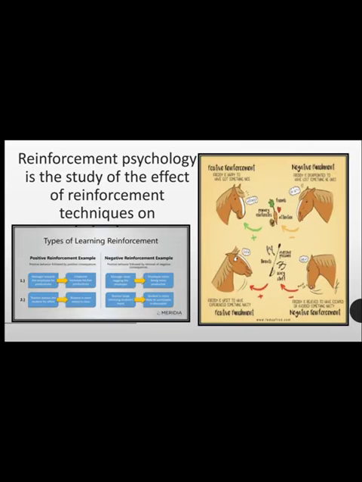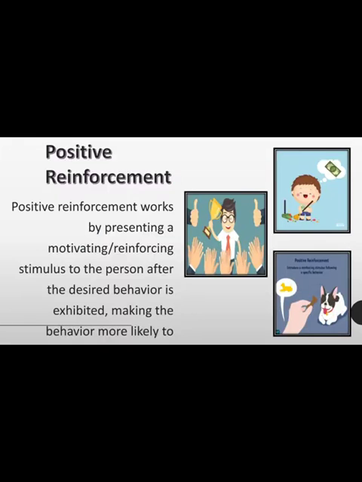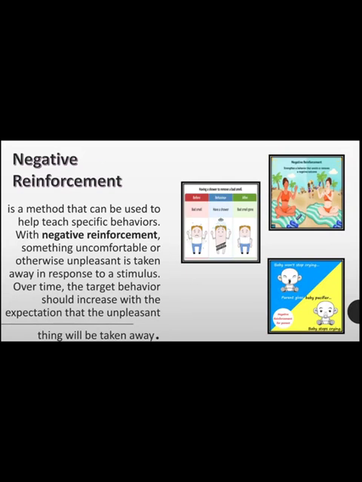Reinforcement. Reinforcement psychology is the study of the effect of reinforcement techniques on behaviors. There are two types of reinforcement. Positive reinforcement works by presenting a motivating or reinforcing stimulus to the person after the desired behavior is exhibited, making the behavior more likely to happen in the future. And negative reinforcement is a method that can be used to help teach specific behaviors.